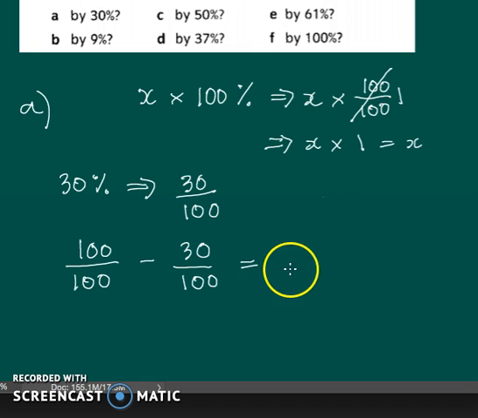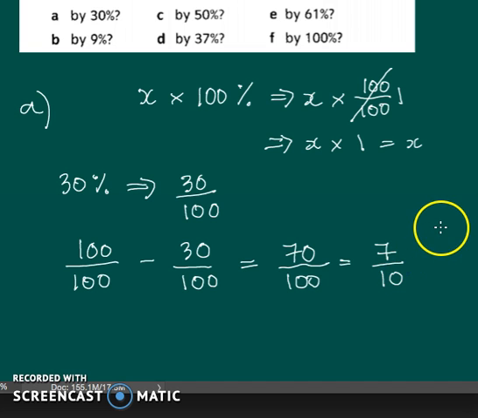100 minus 30, we've got the same denominator here, so we can just subtract, is 70 over 100, which we can simplify to make 7 out of 10. And that is our answer. If we want to decrease a number by 30%, we would multiply it by 7 over 10, or 7/10. What about part E?